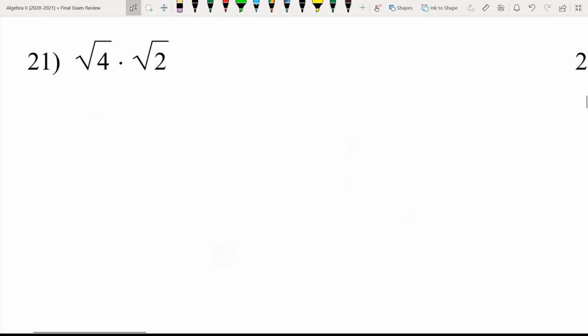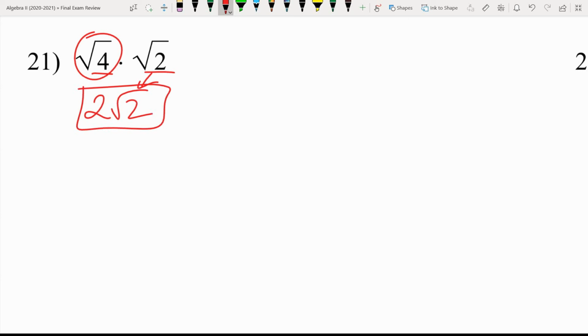This one here, could do this one or two ways. You could just say, oh, I'm going to multiply these together and make square root of 8. But you know what? Square root of 4 is 2. Let's just rewrite that as 2, and then bring the square root of 2 down. And that's it. You can't do anything more with that.